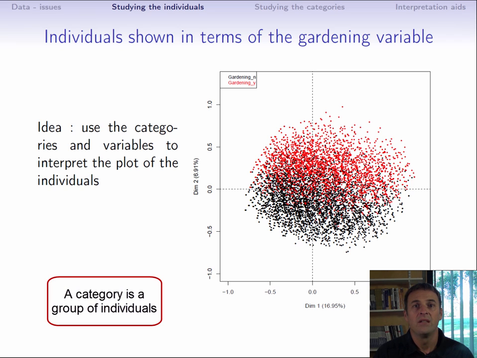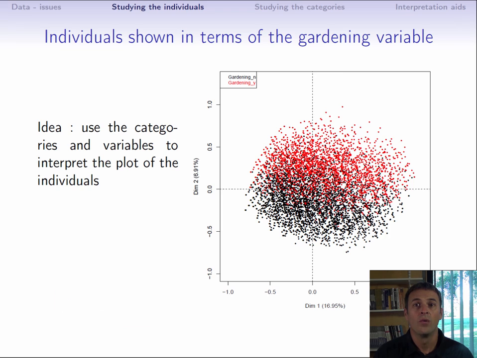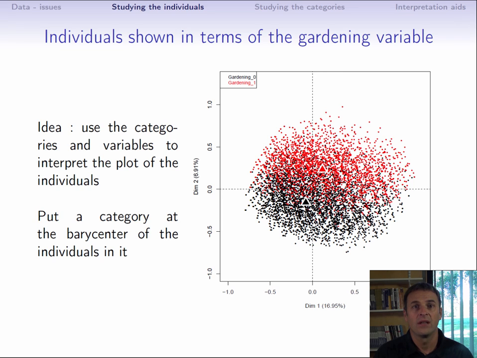A category can be seen as a group of individuals, so it makes sense to show this directly on the graph of the individuals. To do so, we can put a point representing a category as the barycenter of the individuals with that category. For the gardening variable, we have therefore 2 points, one for gardening yes in red and one for gardening no in black.